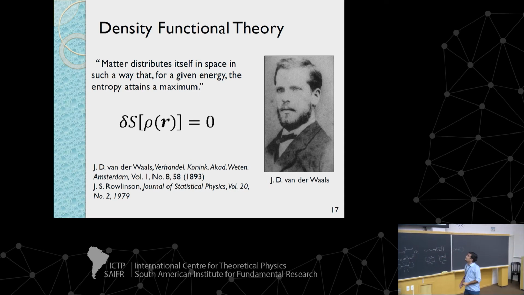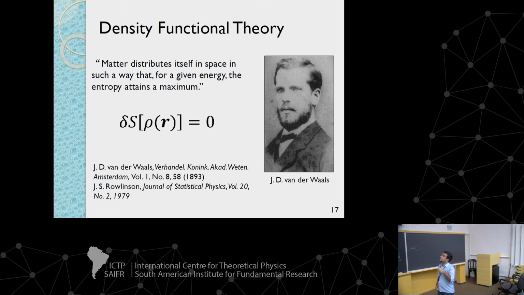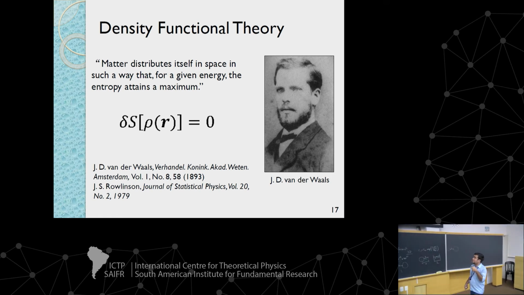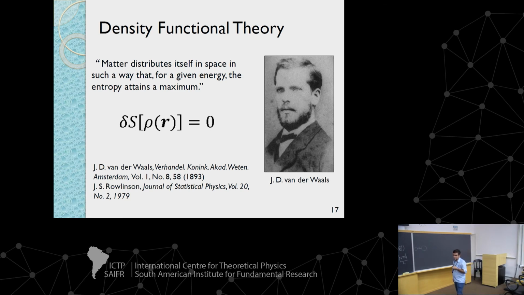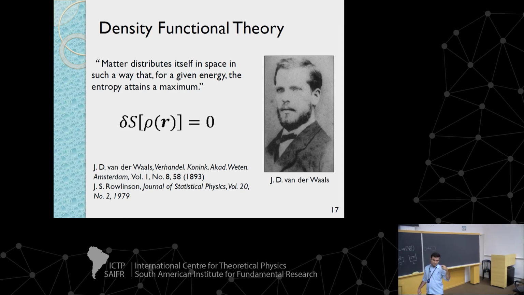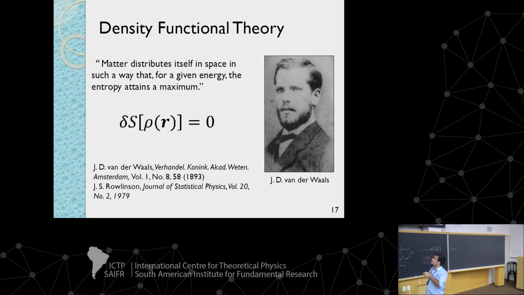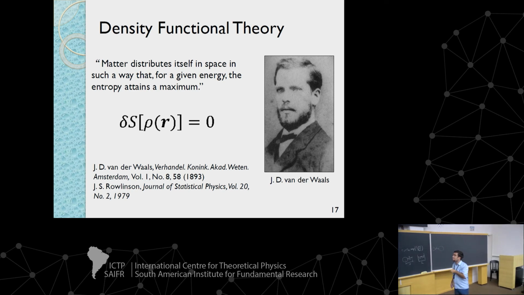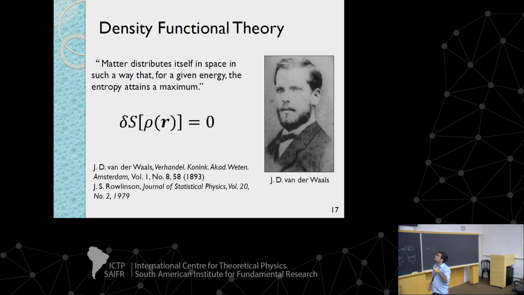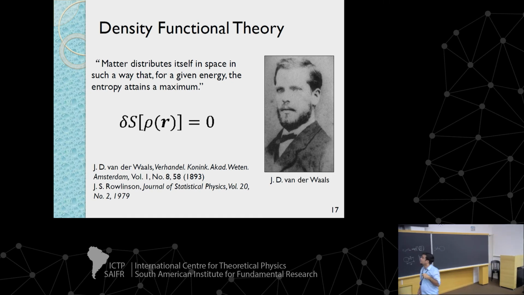So we base our studies in this kind of sentence, for example, by van der Waals. He concluded that matter distributes itself in space in such a way that for a given, so specified, energy, the entropy attains a maximum. So the variation of entropy as a function of density profile is equal to zero, as we have a maximum. This is a required but not sufficient condition for the maximum.